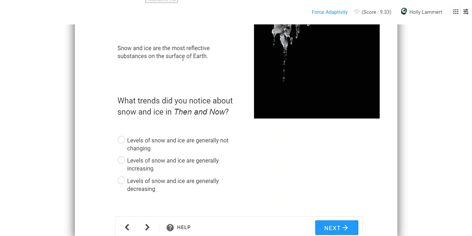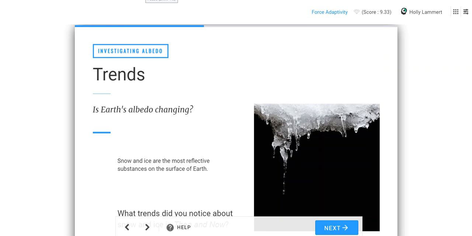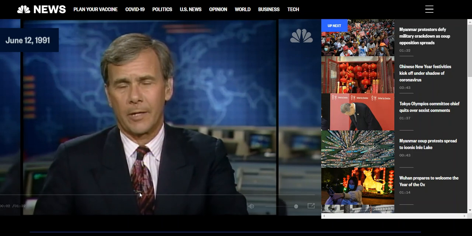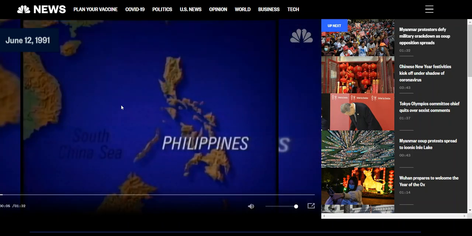Making a note in my notebook that a volcano can act like snow, which would increase the albedo and decrease the temperature. Okay, I think this is interesting, so little side note.